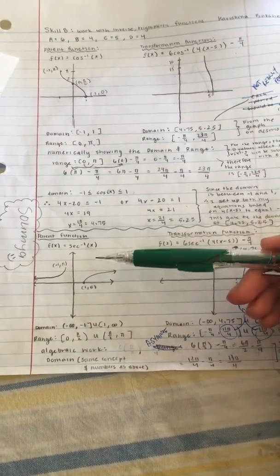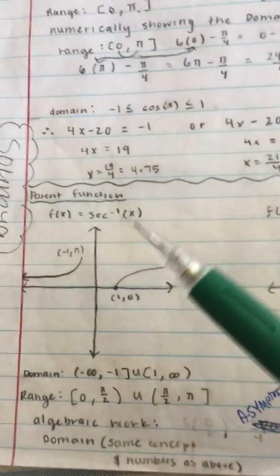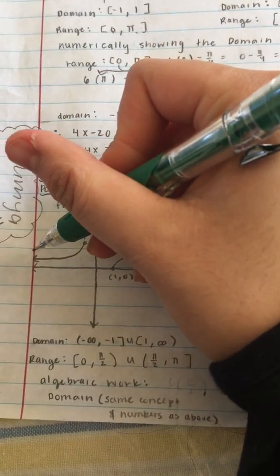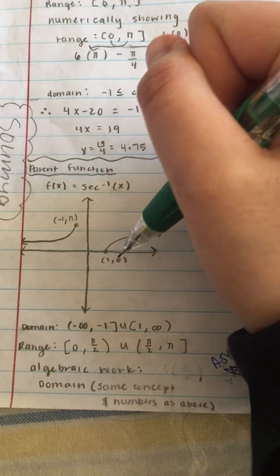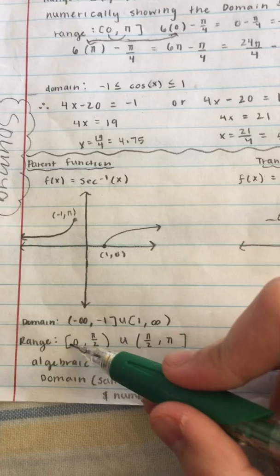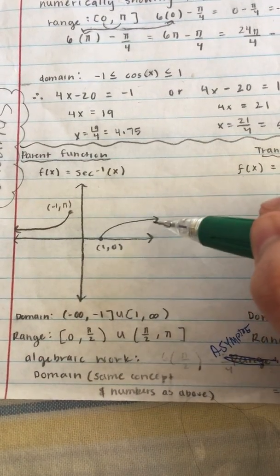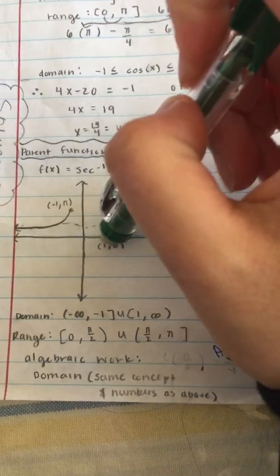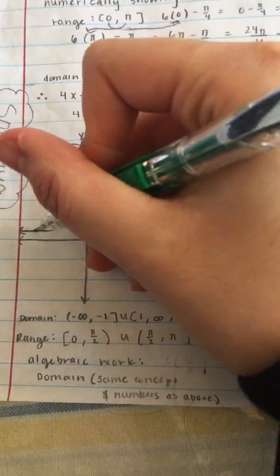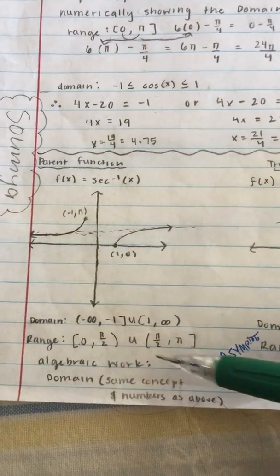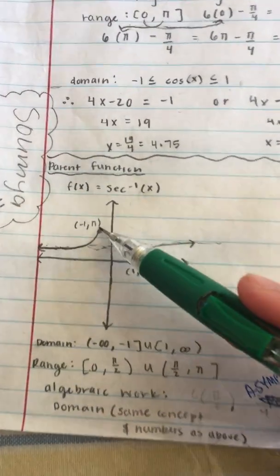Now moving on to the parent function for secant inverse, or inverse secant. This is essentially what it looks like. The domain is going to be from -∞ to -1 bracket, union with 1 to +∞. And then the range is going to be from 0 to π/2, because there's this horizontal line here, which is π/2, and then it's union with π/2 to pi.